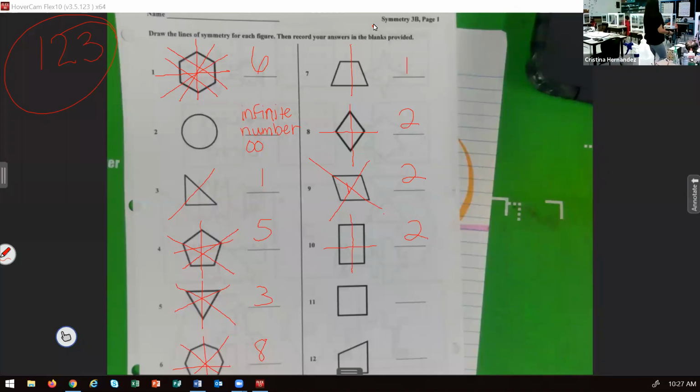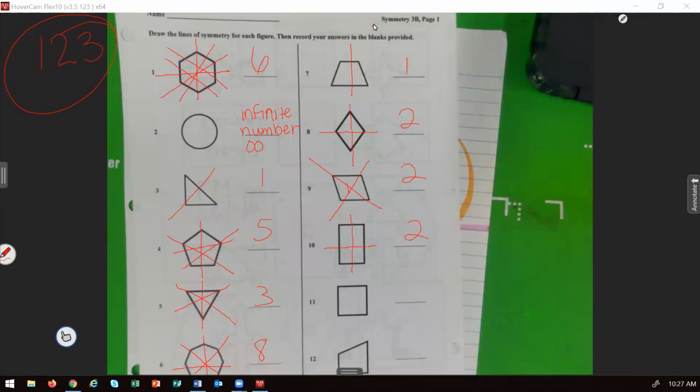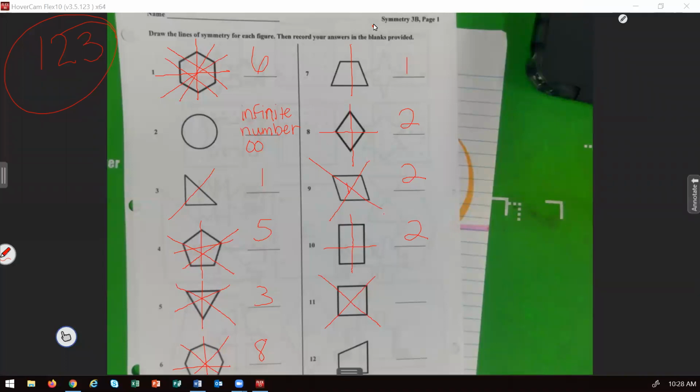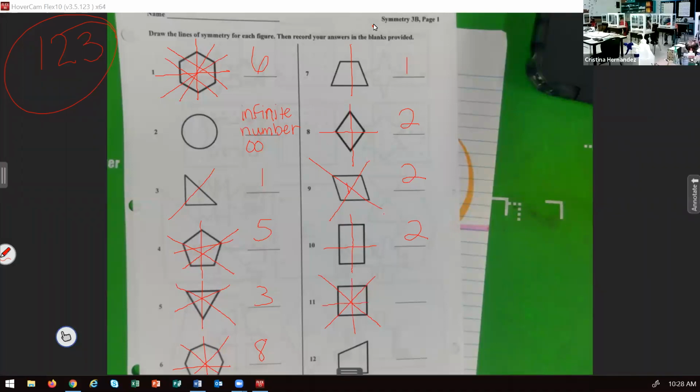Somebody from home, tell me how many lines of symmetry a square has. Y'all should be dividing these. 4. Good job. So we can divide it this way, cut it diagonally, and then you can also go down and then across. 4, right? Good job.